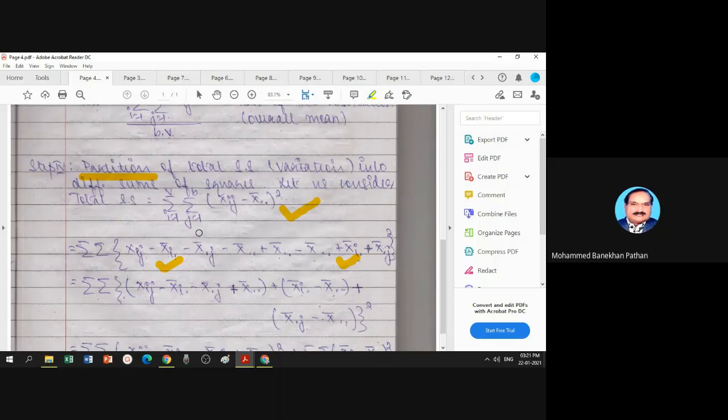Subtract mean of block, add, subtract mean of block, add mean of block. That means this cancels with this. Minus overall mean plus overall mean, so this and this get cancelled. Minus x bar double dot from the original formula.